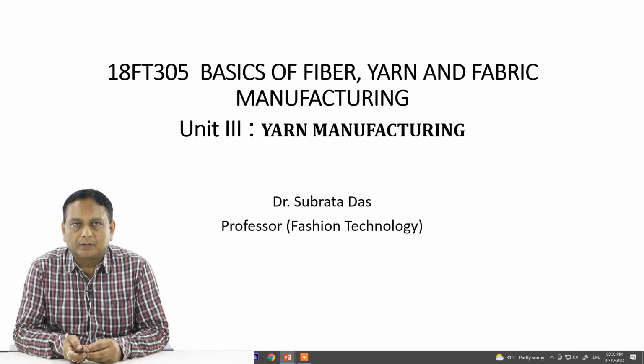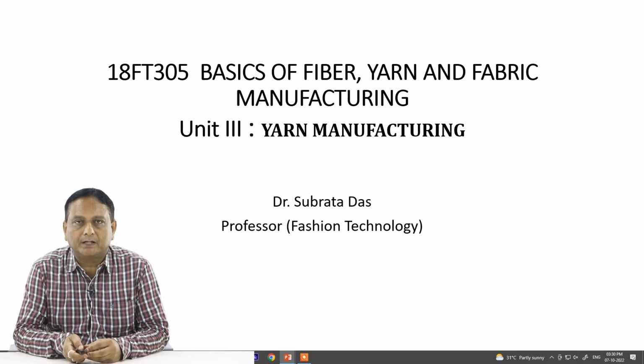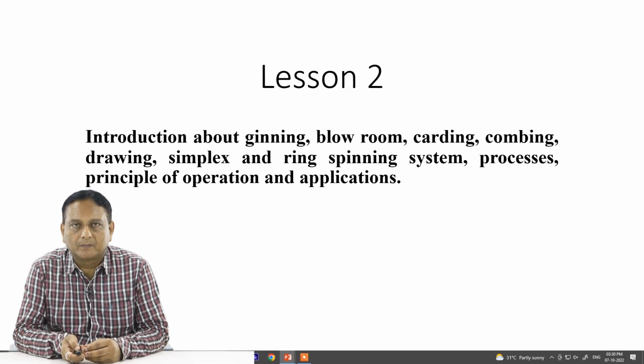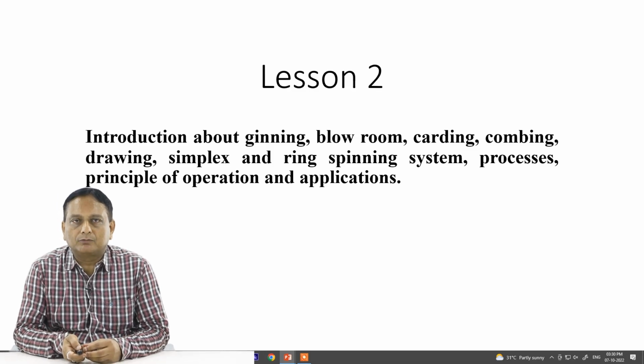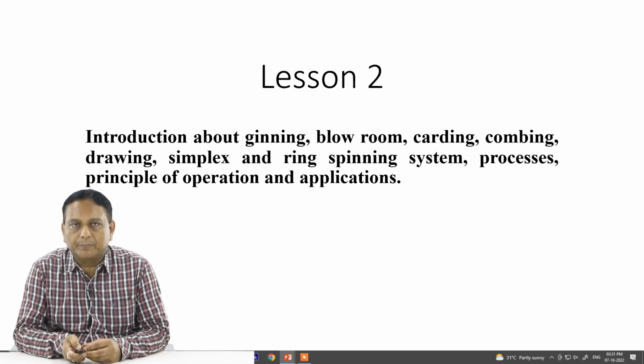So today's talk is about 18FT 305, basics of fiber, yarn and fabric manufacturing, and we are at unit 3, yarn manufacturing. Now in lesson 2 we will talk about the introduction to ginning, the blow room, carding, combing, drawing, simplex and ring spinning system. We will see the different processes, principles of operation and applications.